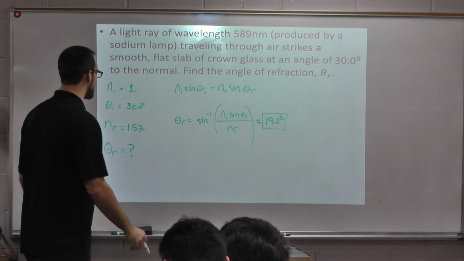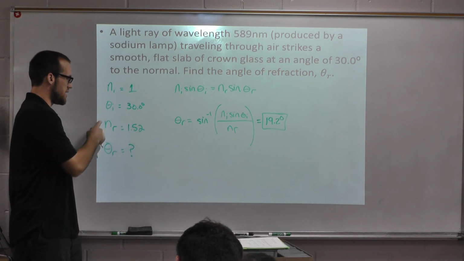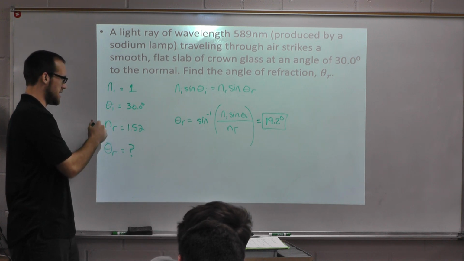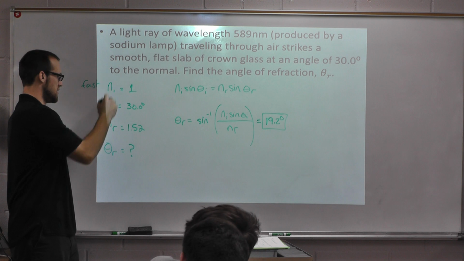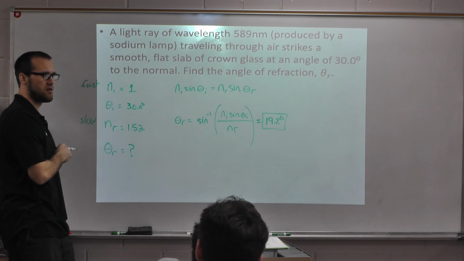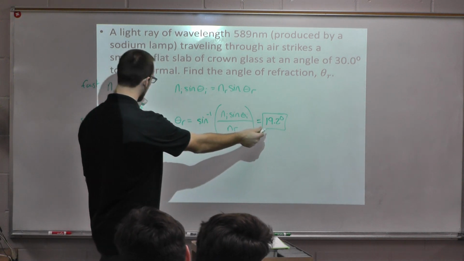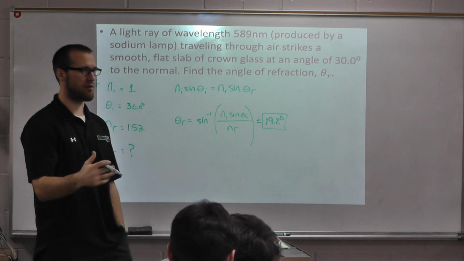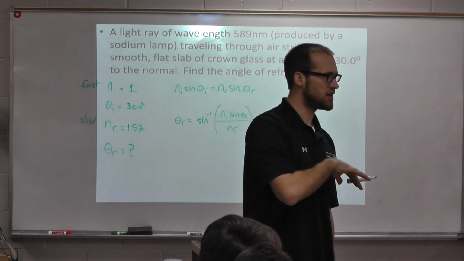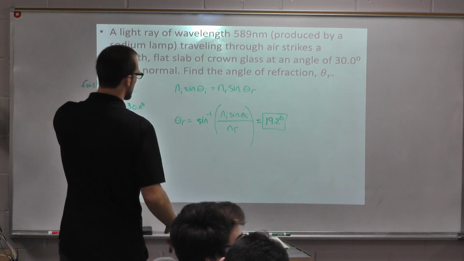First off, let's see if we can understand some things here. I'm going from n of 1 to n of 1.52. This means fast to slow. Are we bending toward or away from normal? Toward, and the angle suggests that, right? Yeah, because you're going from 30 to 19. So that would agree with what we have been talking about conceptually in class. It's going through slower, so we're going from fast to slow.